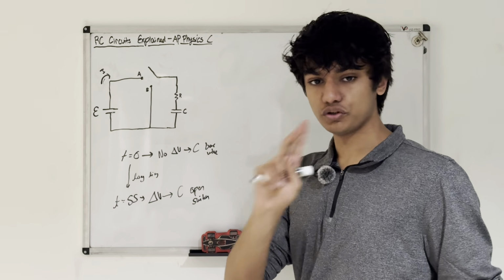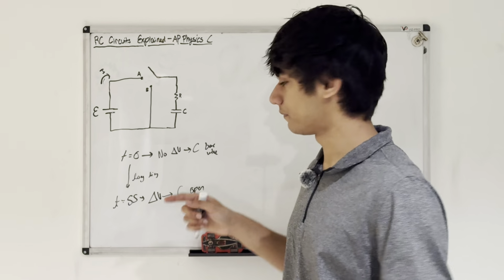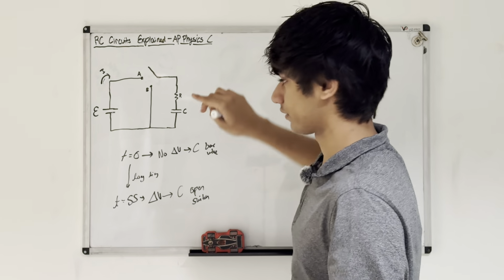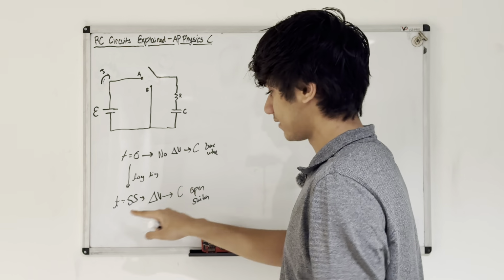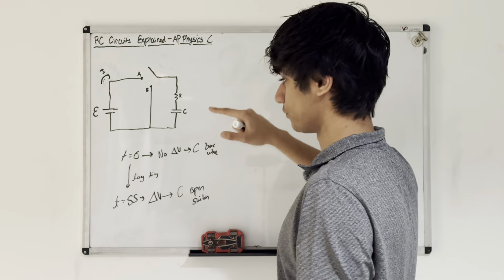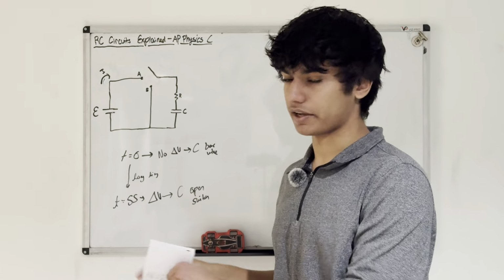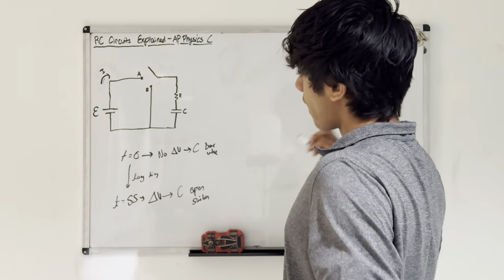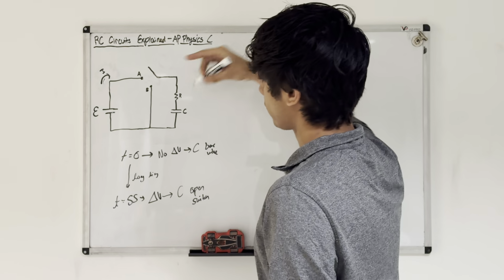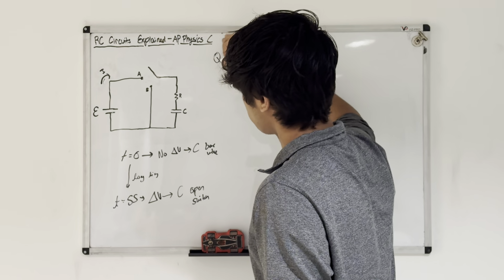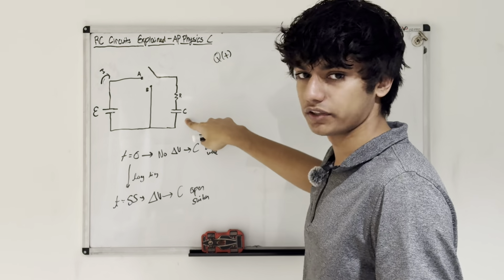Okay, so these are two really key concepts you need to ingrain. At t equals 0, it's a bare wire because there's no voltage across the capacitor. At steady state, the capacitor is an open switch because there's a voltage that the current we apply from the battery can't overcome. And one of the fundamental questions we have when looking at this is: what is the charge as a function of time on the capacitor?